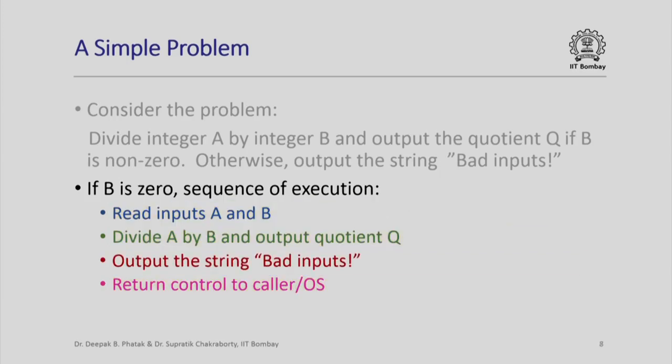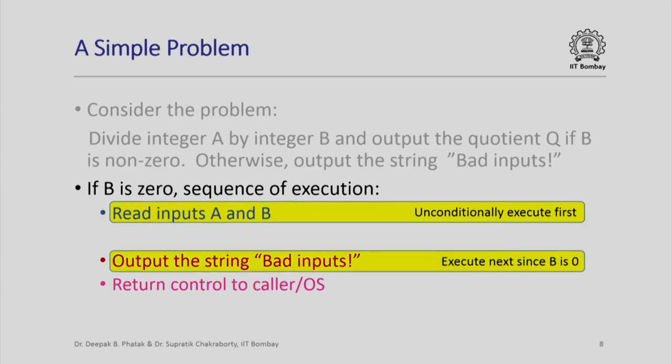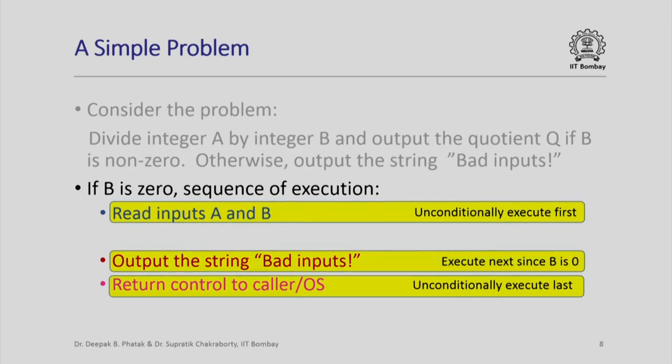On the other hand, if b is 0, then the sequence of execution should look as follows. We should unconditionally execute the first instruction and read inputs a and b, not divide a by b and output the quotient q, but instead output the string bad inputs and then return control back to the operating system.